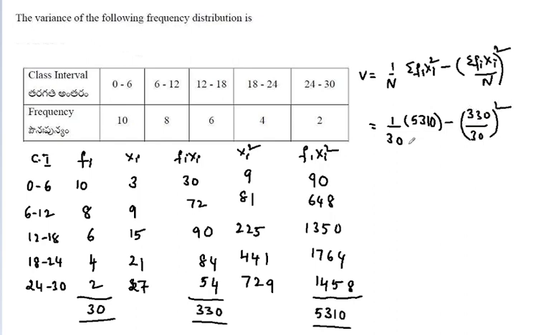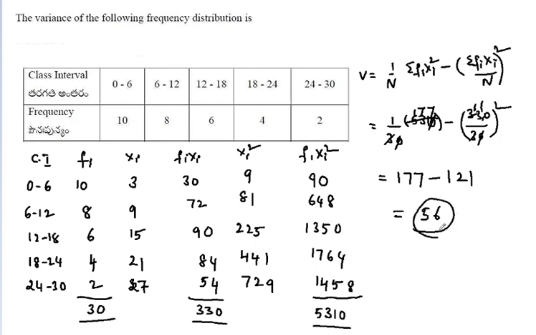Here 330 and 30, the 0s cancel, here also 0 cancel, this 3 11 times, and this 3 also, this 3 5 1 times 23, 7 3s are 21, that is 177 minus 11 square. 11 square value is 121, that is equal to 56. This is the variance.